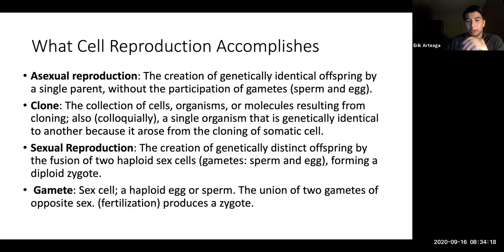So sexual reproduction is the creation of genetically distinct offspring by the fusion of two haploid sex cells. So you have gametes, sperm and egg, forming a diploid zygote. We'll talk about haploid and diploid a little bit later. But with sexual reproduction, just think of the whole point of sex and sexual reproduction is genetic diversity. And why is that important? Well, genetic diversity allows for evolution, allows for survival in differential environments.